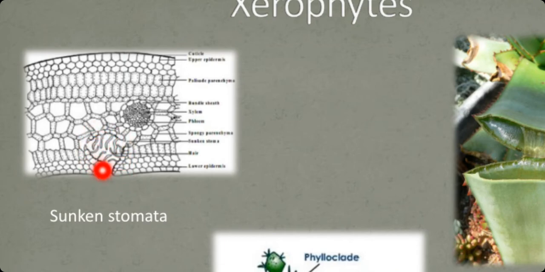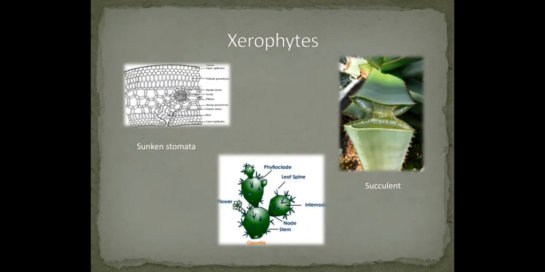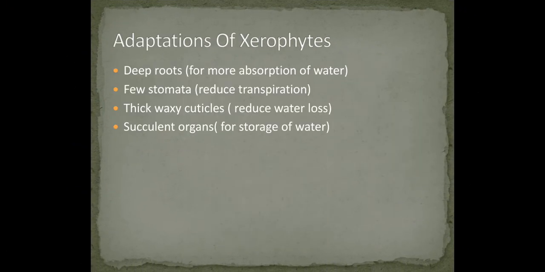And because of this sunken stomata, the rate of transpiration is reduced because the stomata is not in direct contact with the atmospheric air or with the outside environment. So that's why the transpiration is reduced here. Okay, so they will have few stomata, they will have sunken stomata, and this will reduce the transpiration. By doing so, they can conserve the water inside their body, right?